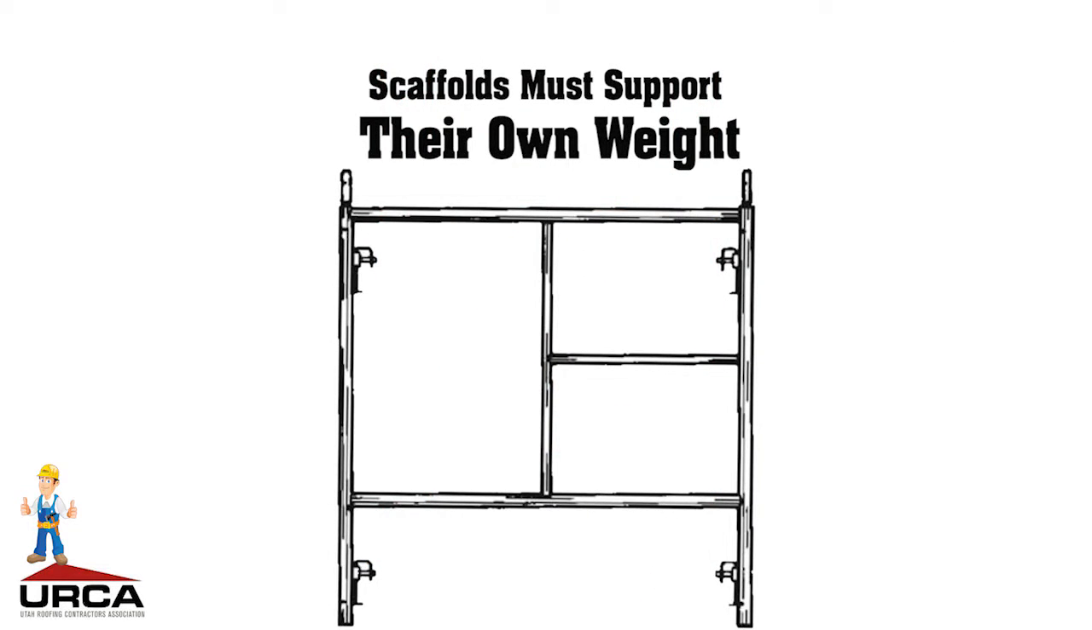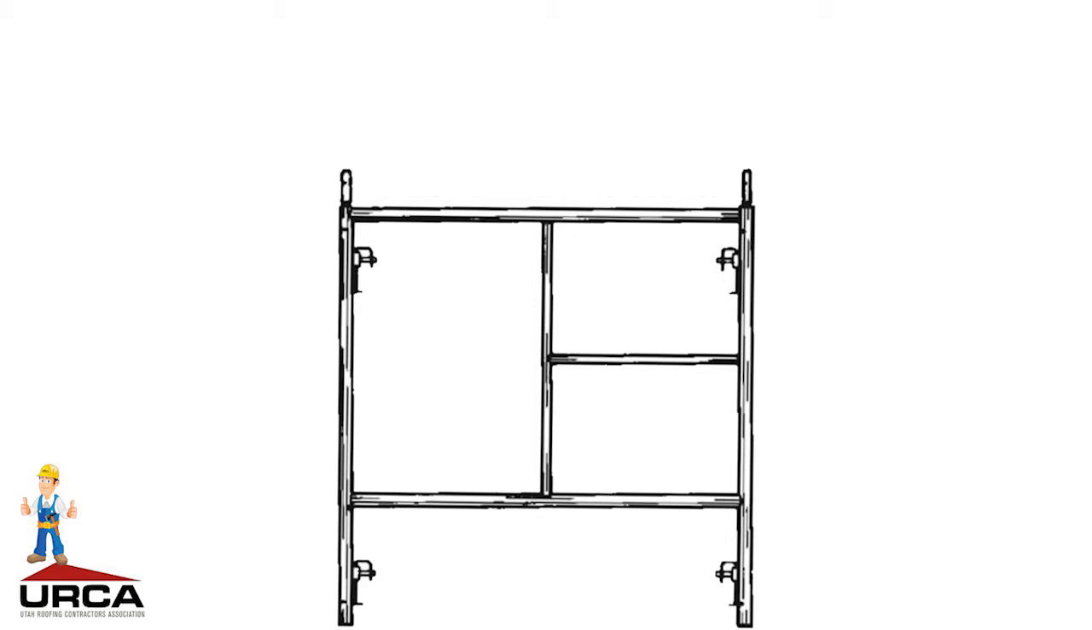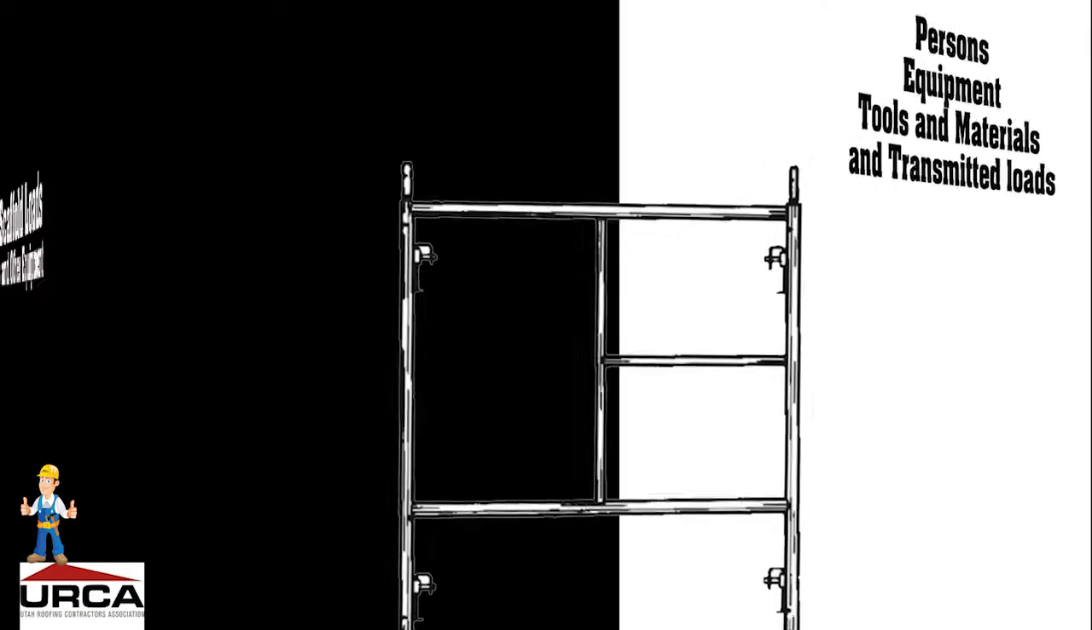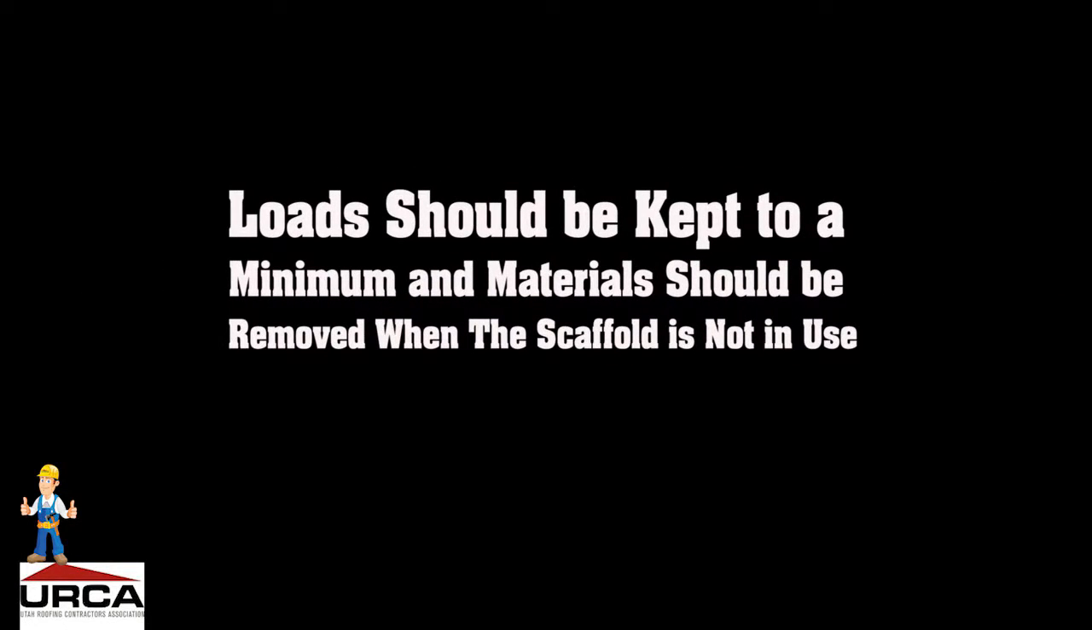Scaffolds must support their own weight and 4 times the maximum intended load. The maximum intended load is the total of all persons, equipment, tools, materials, and transmitted loads anticipated to be on the scaffold at any one time. Verify the scaffold loads, including tools and other equipment. Loads should be kept to a minimum and materials should be removed when the scaffold is not in use.